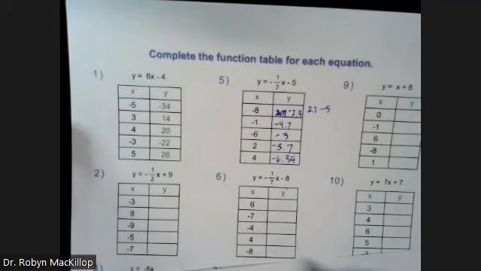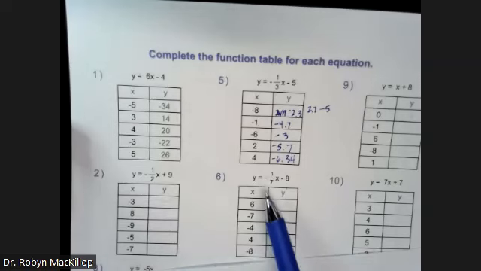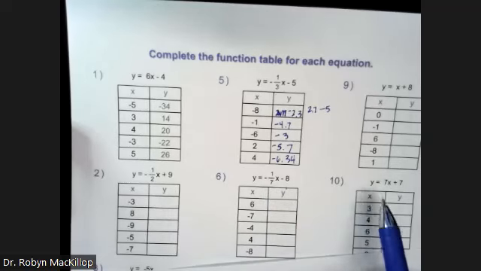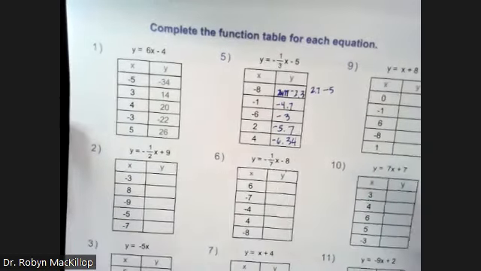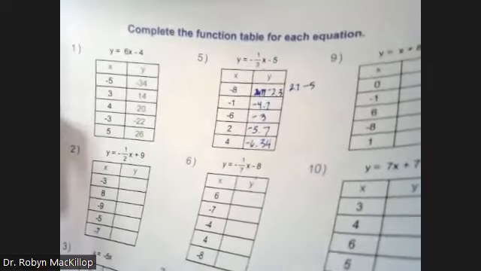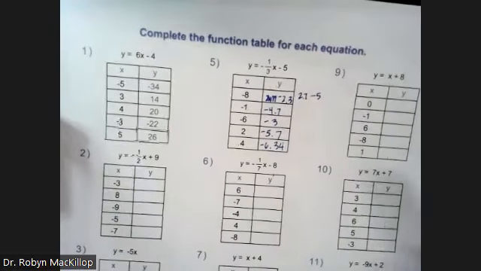So you can have fractions in equations. Your calculator will deal with it. These will be easier, 7 times 3 is 21 plus 7 will be 28. But this is really good practice getting you comfortable with function boxes. So give that a go and see how you do.